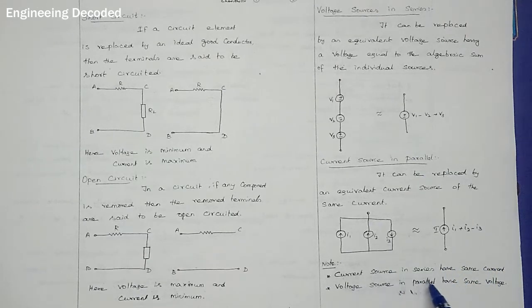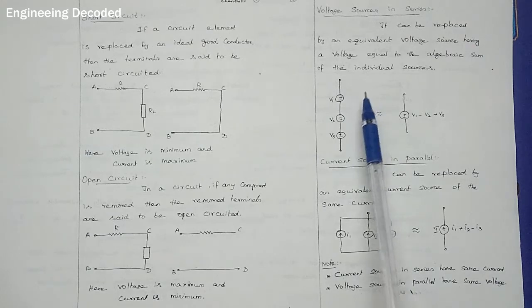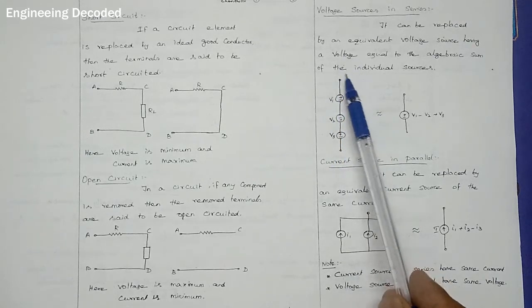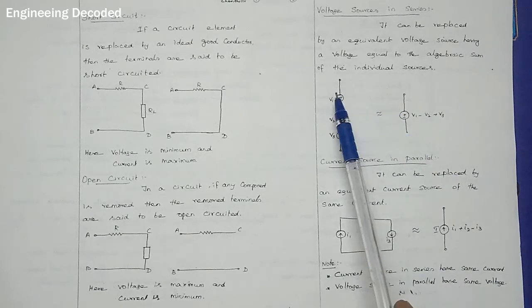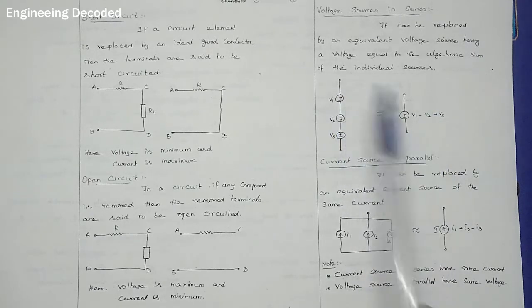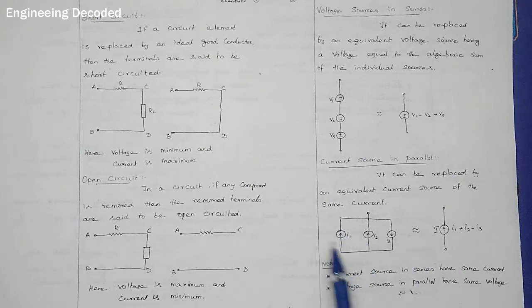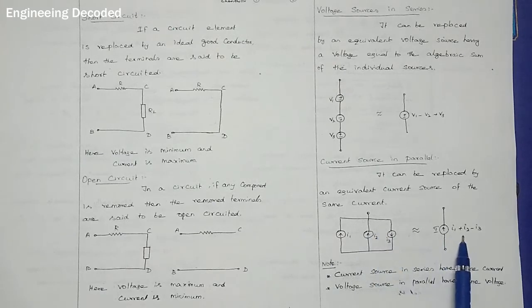Current sources in series will have the same current. Voltage sources in parallel will have the same voltage. So here, voltage sources, if they are in series, you can add. If voltage sources are in parallel, they will be the same. Similarly, if current sources are in parallel, you can add them. If current sources are in series, the current will be the same.